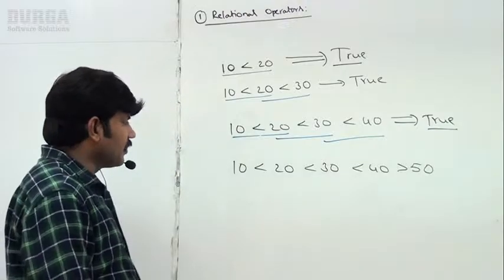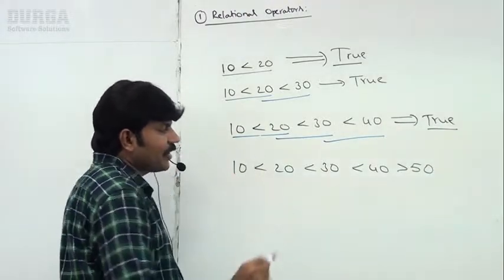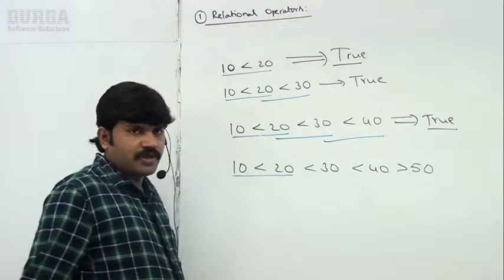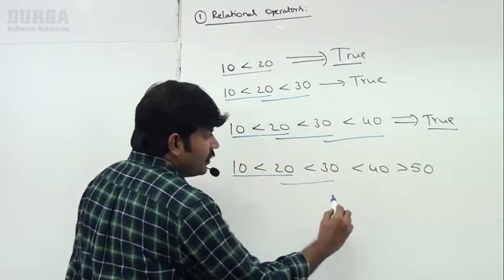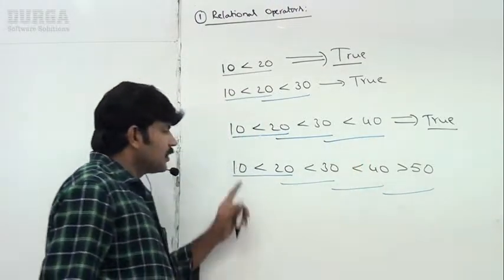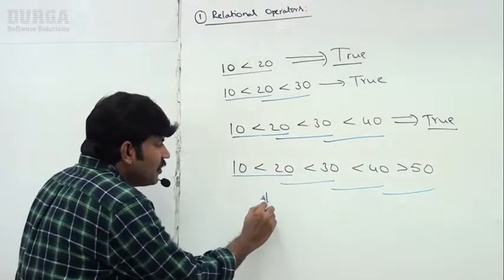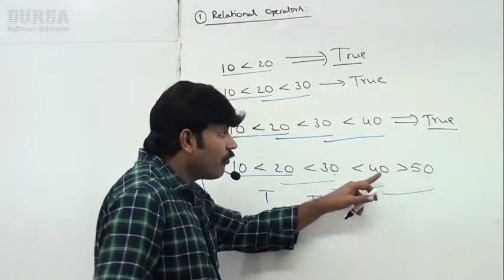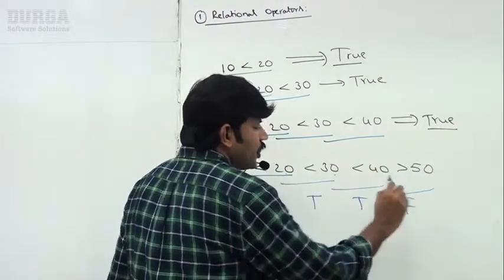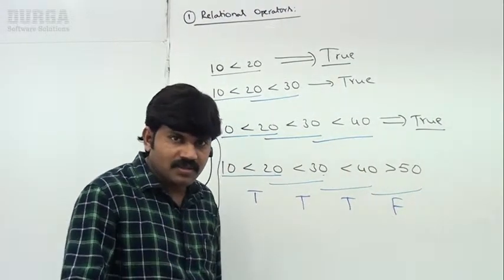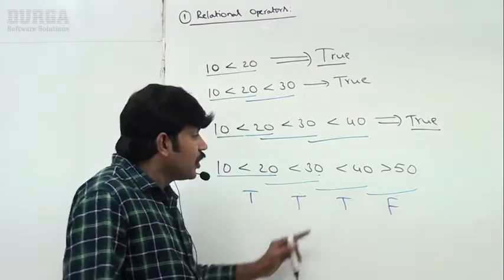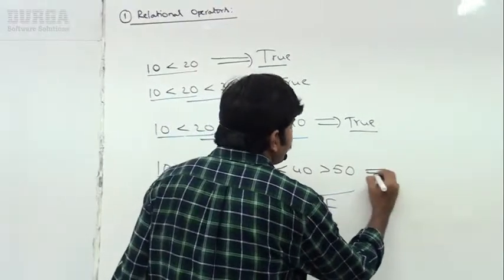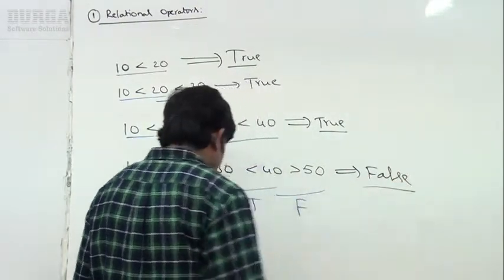Now observe carefully. First, 10 less than 20, 20 less than 30, 30 less than 40, 40 greater than 50. That is the first, second, third and fourth comparison. 10 less than 20, true. 20 less than 30, true. 30 less than 40, true. 40 greater than 50, false. If at least one comparison returns false, the result is always false. You should be aware. That's why the answer we get is false.